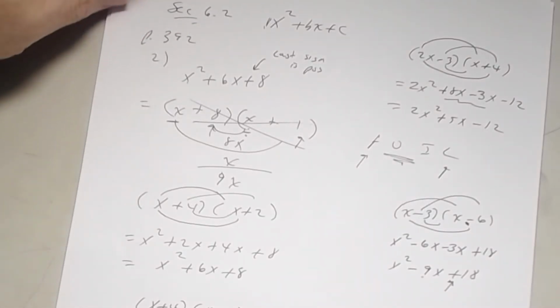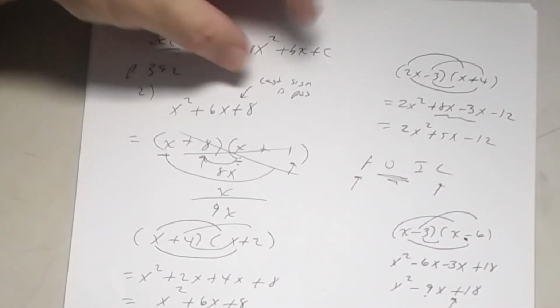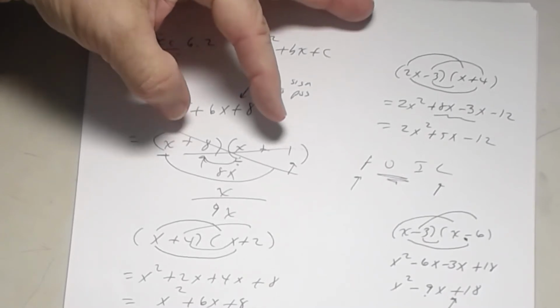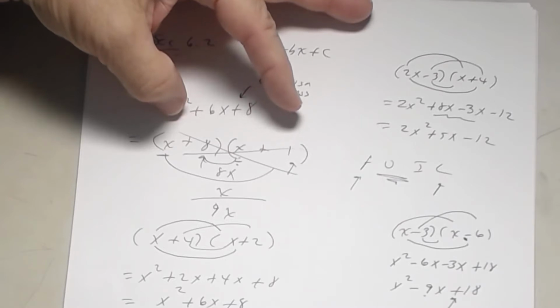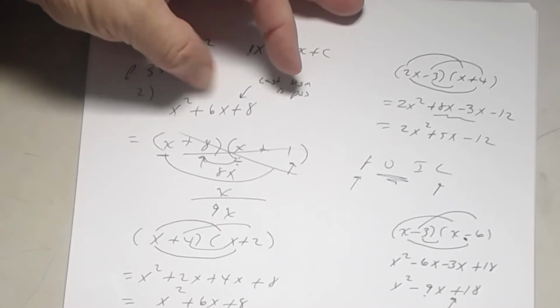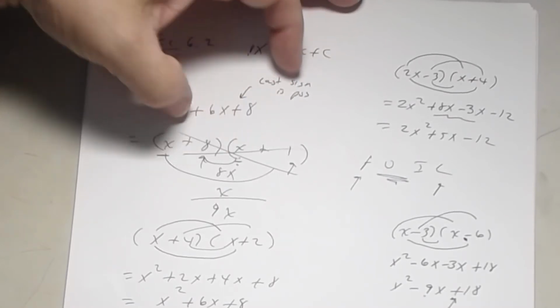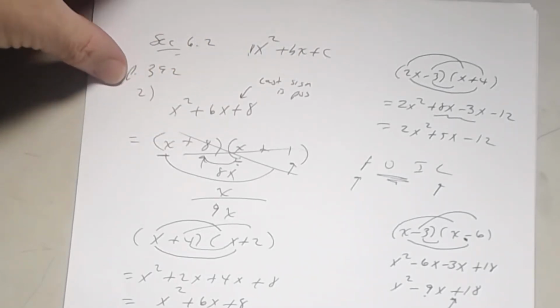All right. So the thing you have to remember here is the last term. If the last term is positive, that means the signs in here are the same. They're either both negative or they're both positive. That sign depends on the middle sign. So that was plus 6x. They both had to be positive. The signs had to be plus.